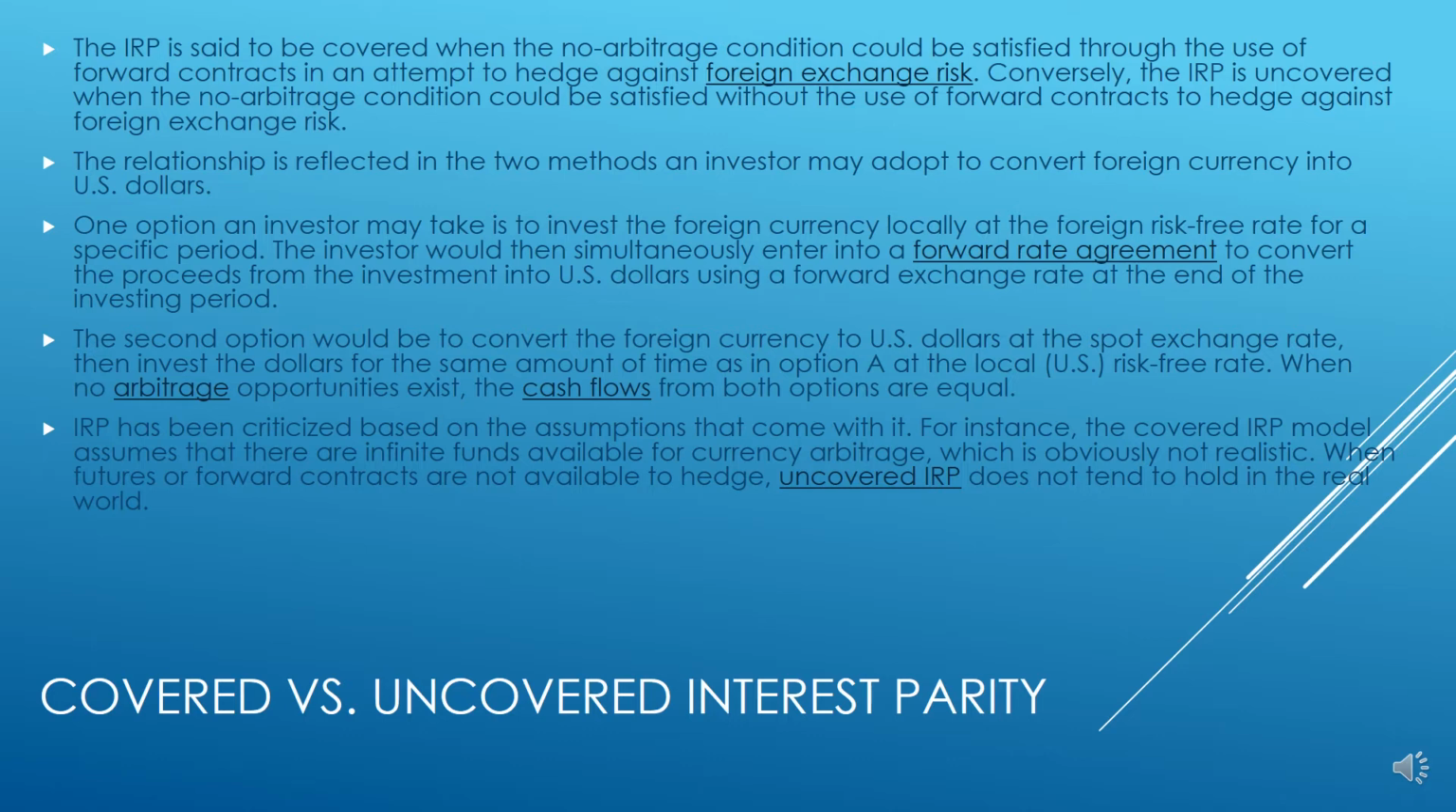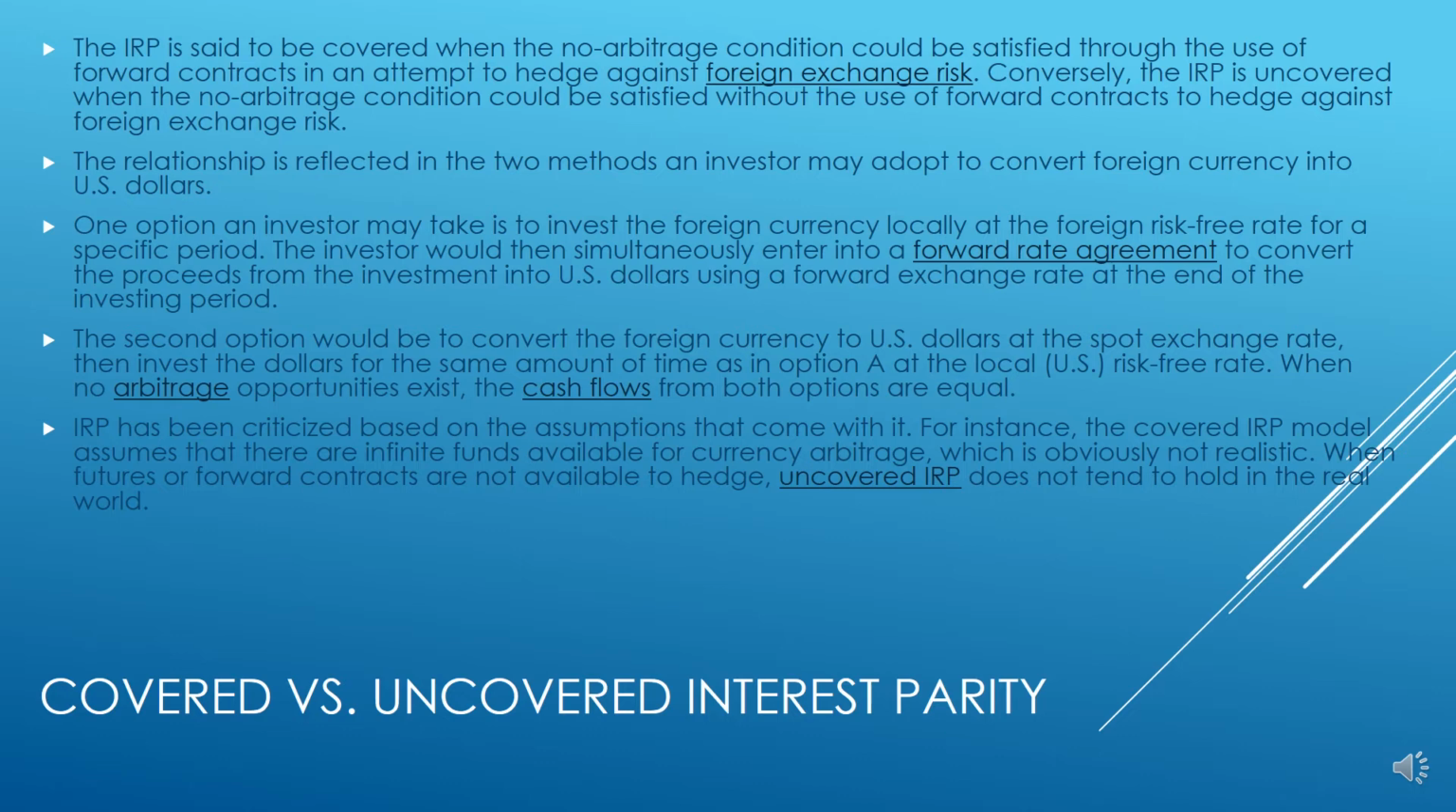So, when it comes to covered and uncovered interest rates, we have to see the logic behind them. When is it covered? When the no-arbitrage condition could be satisfied through the use of forward contracts. And if we talk about uncovered rates, when the no-arbitrage condition is satisfied without the use of forward contracts to hedge against exposure to exchange rate risk, interest rate parity is said to be uncovered.